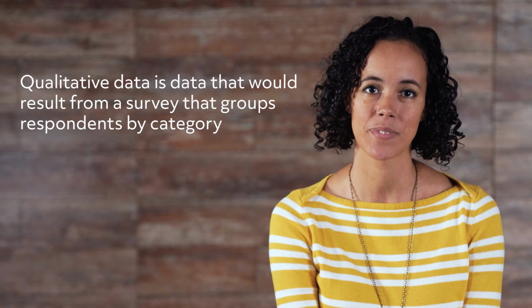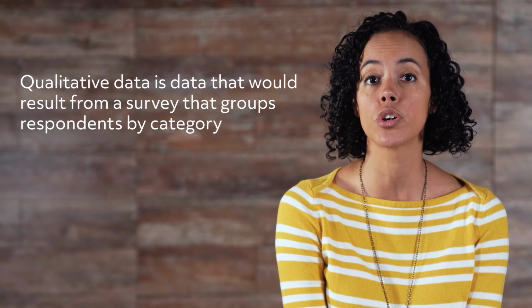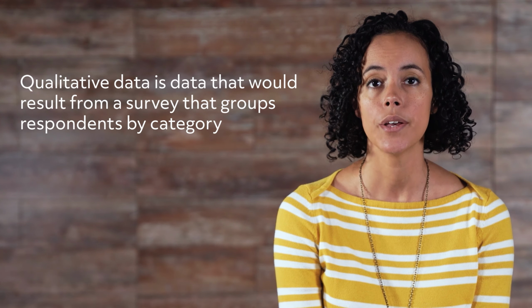Before we get to the graphs, you should know that there are different types of data that can be collected. The first one we'll talk about is qualitative data. This data would result from a survey that groups respondents by category. For example, you can survey students in your school and ask them to report their eye color, gender, area code, and favorite movie type. These categories provide information for your study.